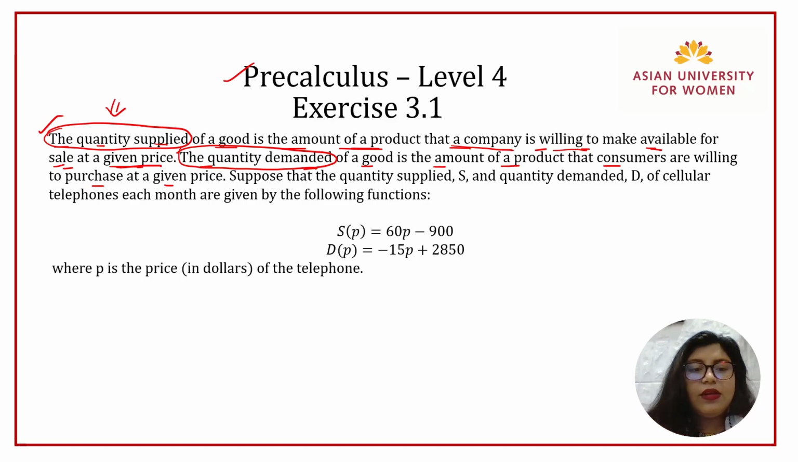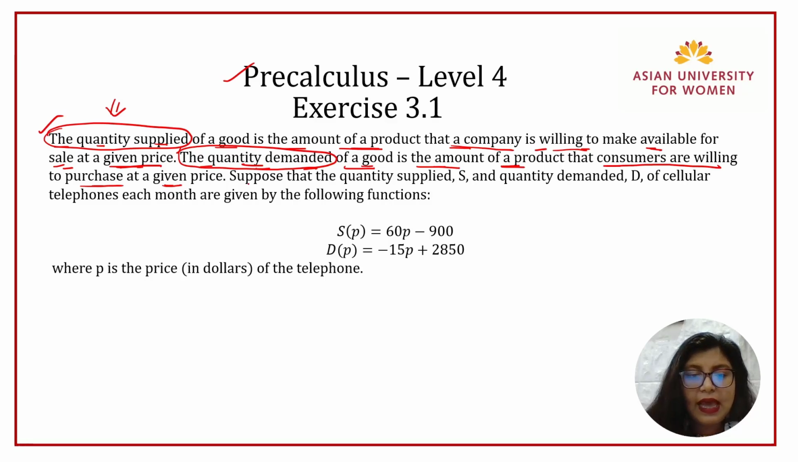Now next, quantity demanded. What does it mean by quantity demanded? Quantity demanded of a good is the amount of a product that consumers are willing to purchase at a given price. Let's say you're a consumer, you want to buy a product at a given price according to your budget. So the demand which you place for that certain product is basically the quantity demanded for that product at a certain price. Hopefully you understood.